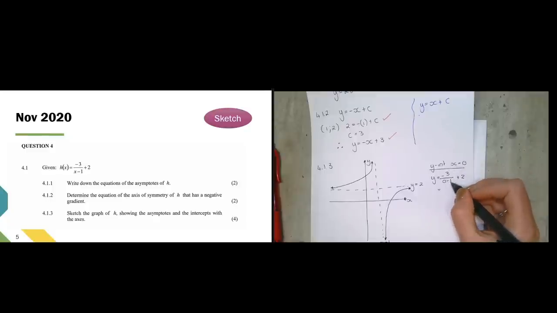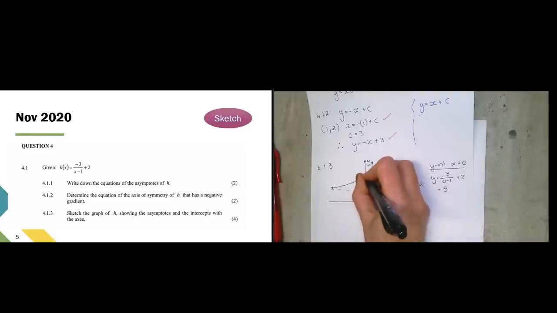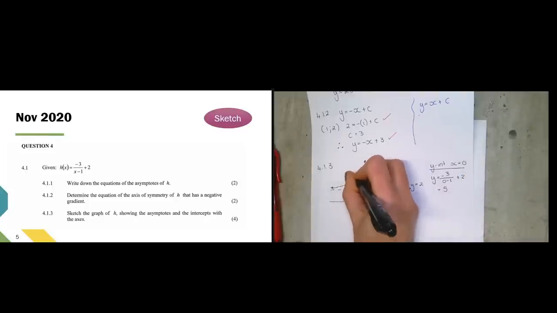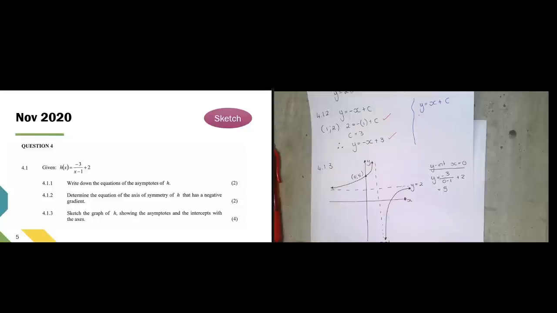0 minus 1 is negative 1. Negative 3 divided by negative 1 is 3, plus 2 is 5. So the y-intercept is the coordinate (0, 5). I also need my x-intercept.